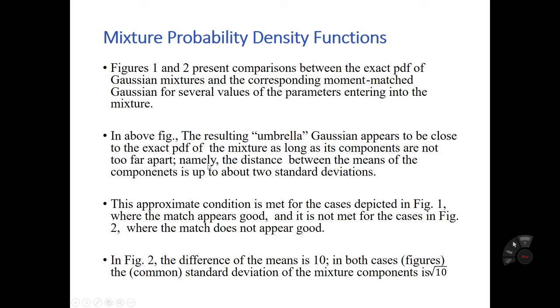Namely, the distance between the means of the components is up to about two standard deviations. This approximate condition is met for the case depicted in figure 1, where the match appears good, and it is not met for the case in figure 2, where the match does not appear good. In figure 2, the difference of the means is 10. In both cases, the common standard deviation of the mixture is root of 10.